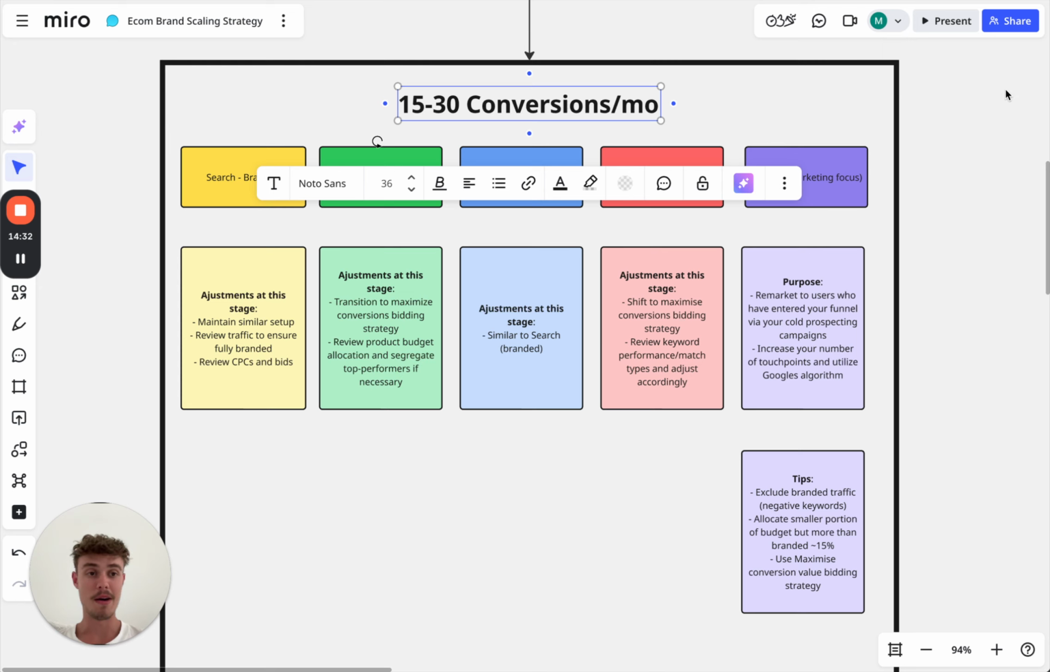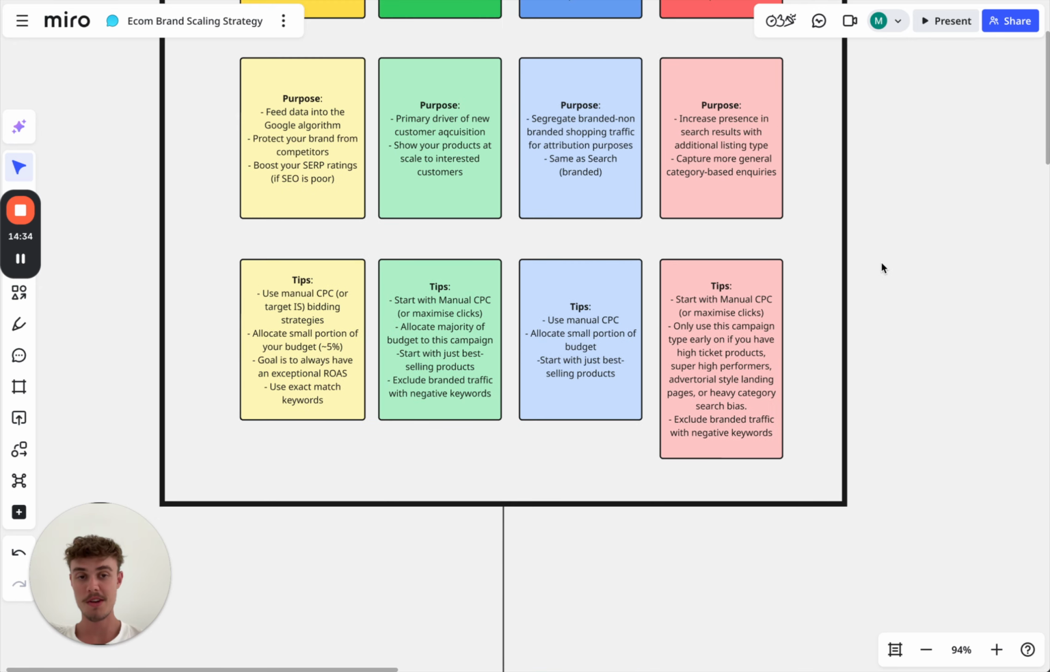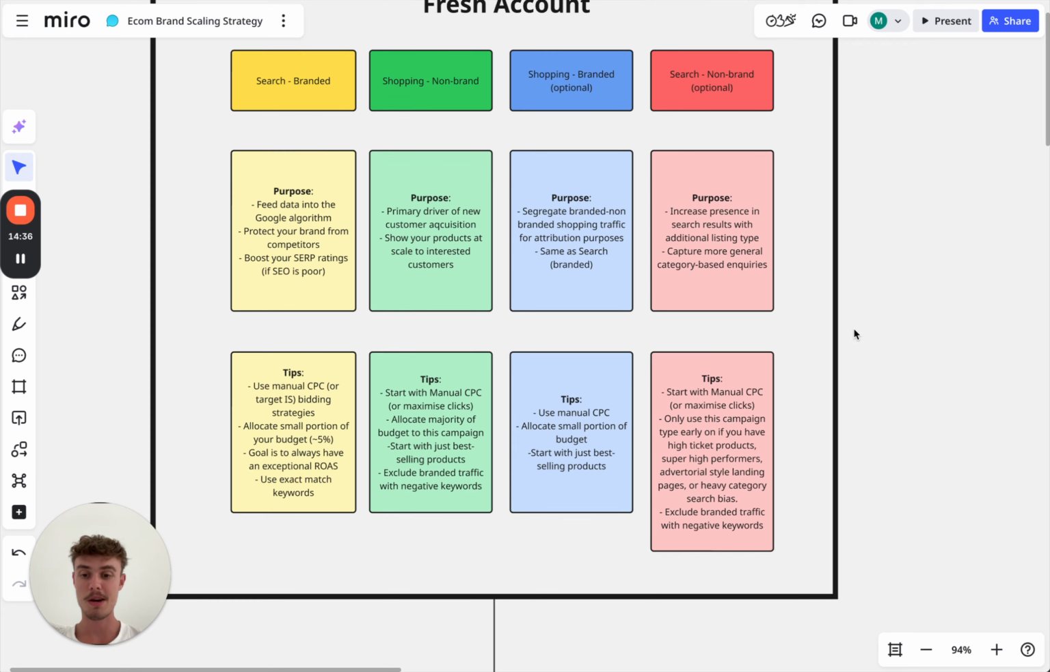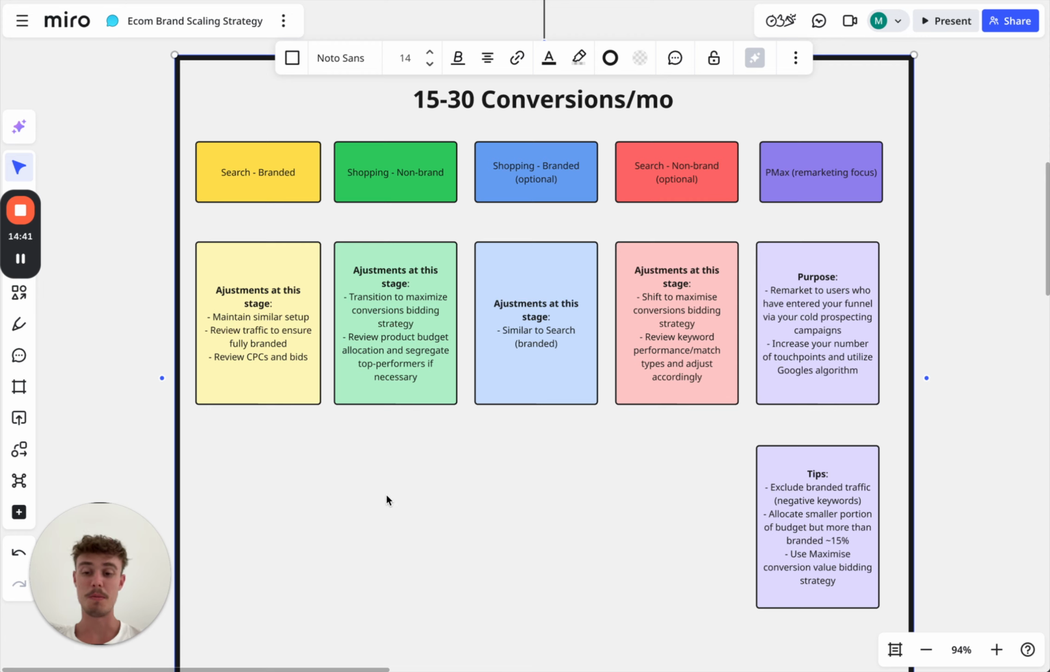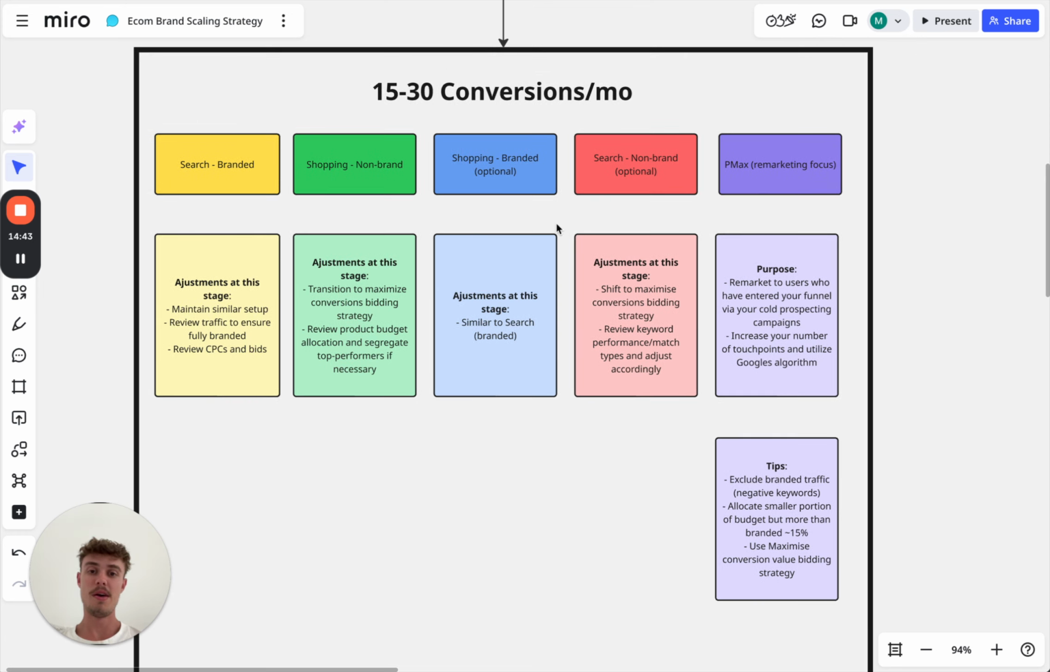All right, now we're at 15 to 30 conversions a month. I hope if you have implemented this structure effectively and correctly, you probably will get some conversions coming into your account, which is great. Once you reach 15 to 30 conversions a month, you can start to leverage automated bidding in a lot of cases, right? So here's what we're going to change in each of our campaigns, and here's what we're going to add.